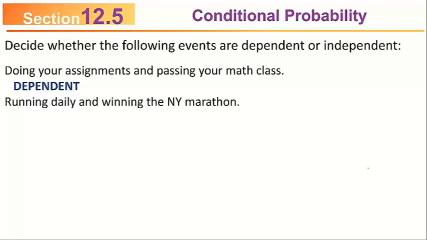How about this? Running daily and winning the New York Marathon. Again, I think most people would agree that that might have an effect. That daily running might very well have an effect on how probable it is that that person will win the New York Marathon. So I'd say, again, those are dependent events.